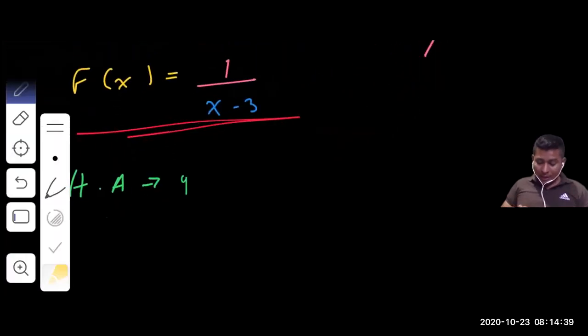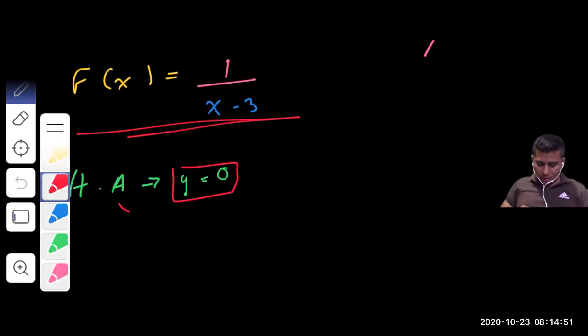Excellent. In the second case, do you remember we divide the leading coefficient on the top and on the bottom too. But y equals 0 in this case. That's it. This is my horizontal asymptote. Now we need to find the vertical asymptote.